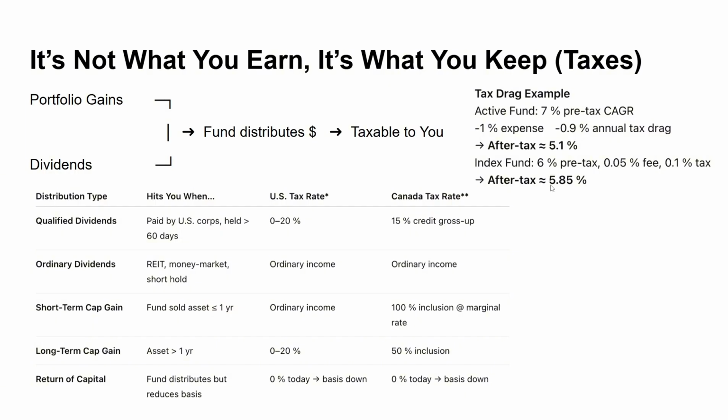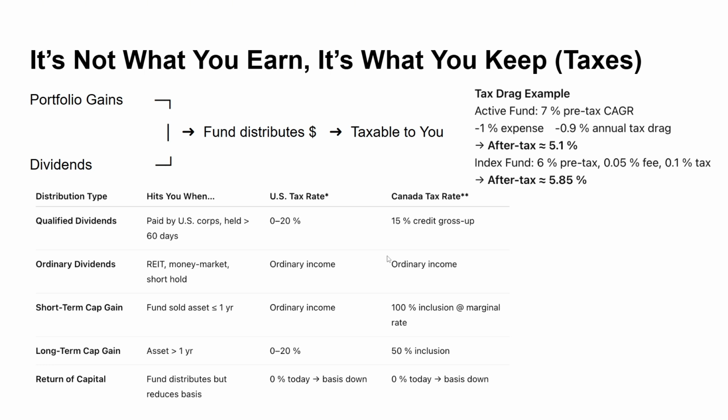Okay, so it's not what you earn, it's what you keep. Right now we're going to talk about taxes. Under Subchapter M, a U.S. mutual fund pays no corporate tax if it passes almost all of its income and realized gains to shareholders each year. On distribution day, the tax bill basically teleports from the fund's balance sheet onto yours.